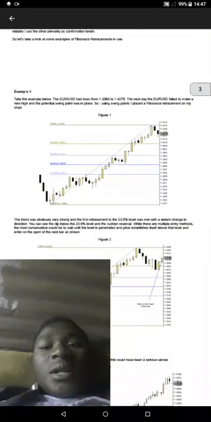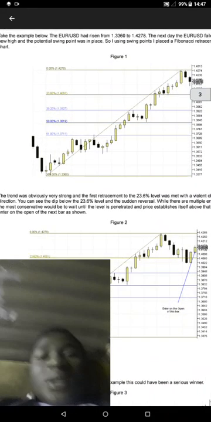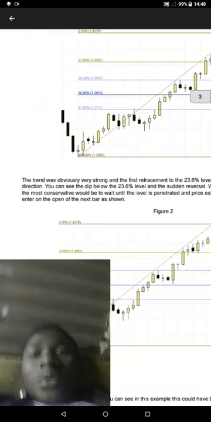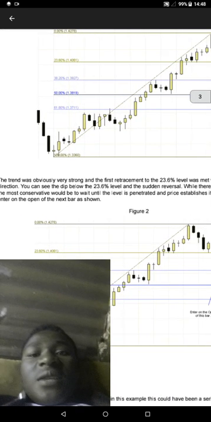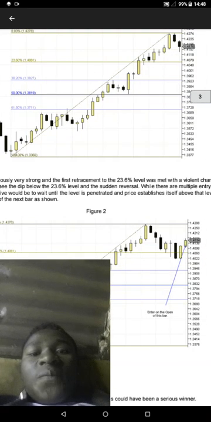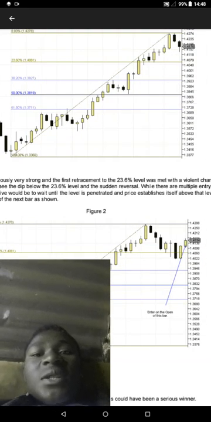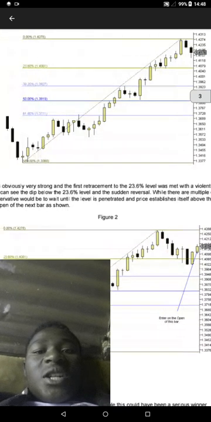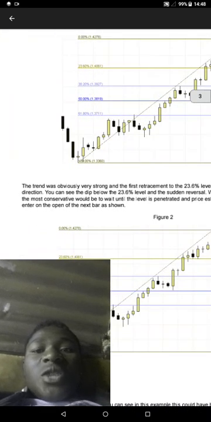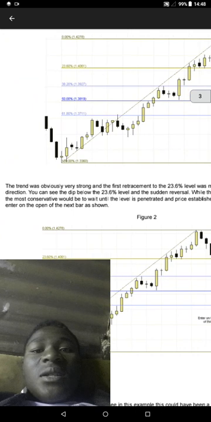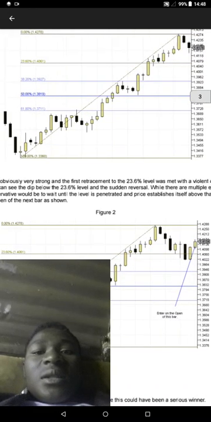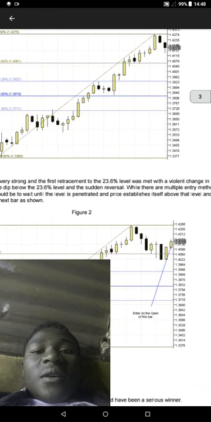As you can see on this graph, guys, you know what I'm talking about. The trend was obviously very strong, and the retracement to the 23.6 level was met with a violent change in direction. You can see the dip below the 23.6 level and then a sudden reversal.